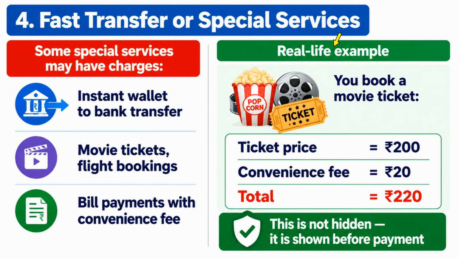Real life example. Suppose you book a movie ticket. Ticket price is 200 rupees. Convenience fee is 20 rupees. Total amount becomes 220 rupees. This charge is not hidden. The fee is shown before you confirm the payment.